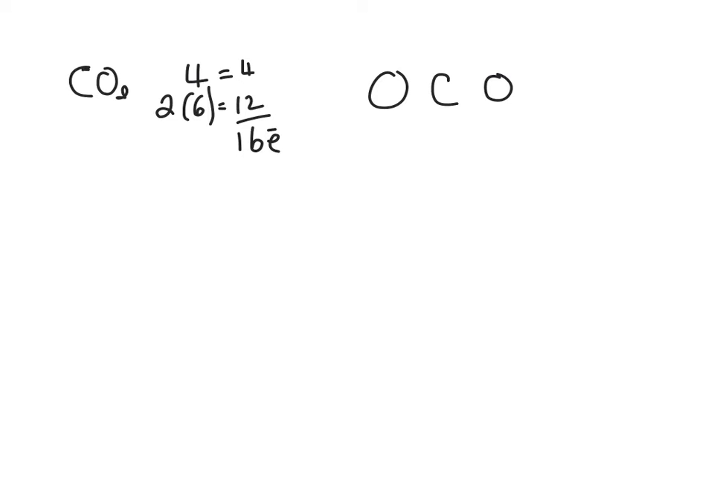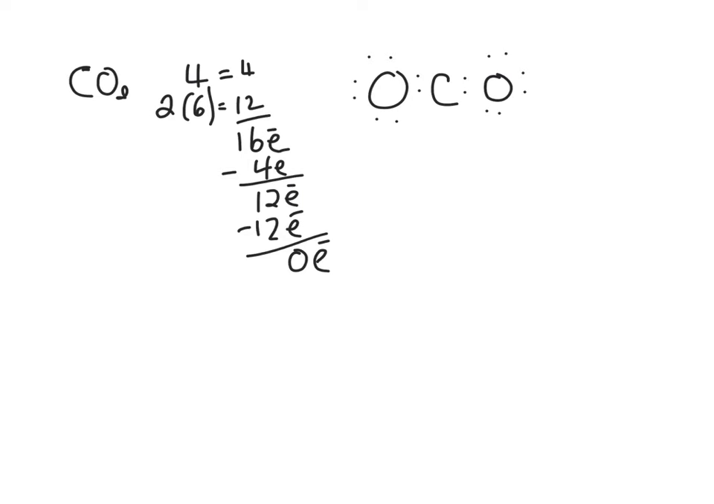Now, place bonding pair between them. So we've used up 4 electrons total, so we have 12 left to place. So, complete the octet on your terminal or outside electrons. So we're up to step 5. So 1, 2, 3, 4, 5, 6. 1, 2, 3, 4, 5, 6. So we've used a total of 12. So we have none left.